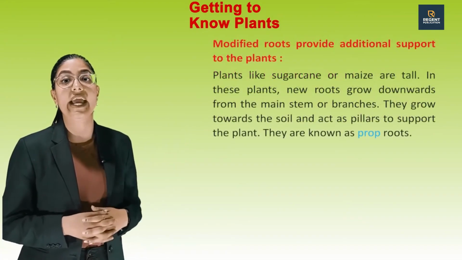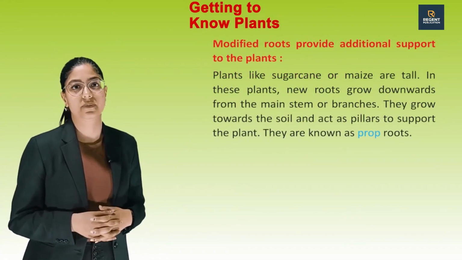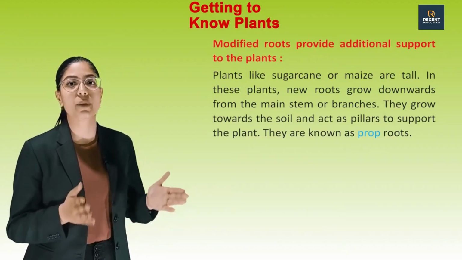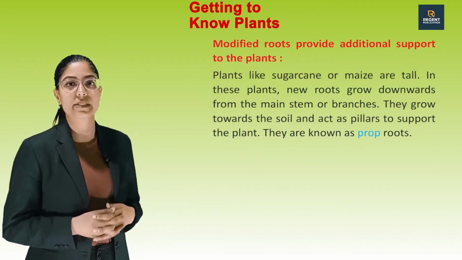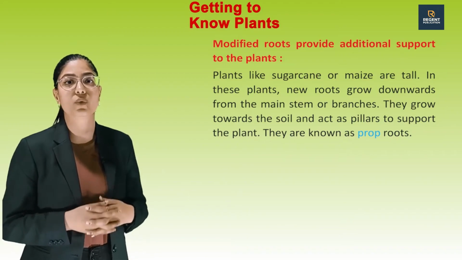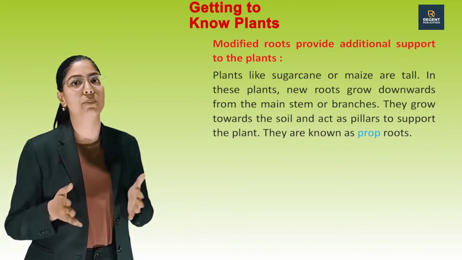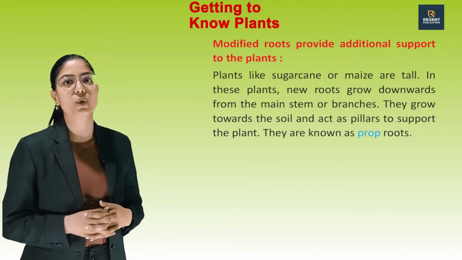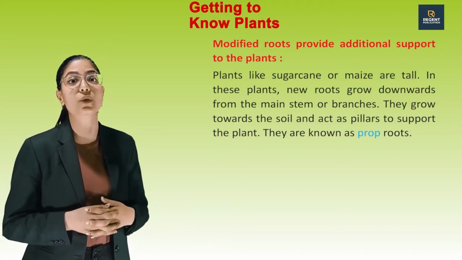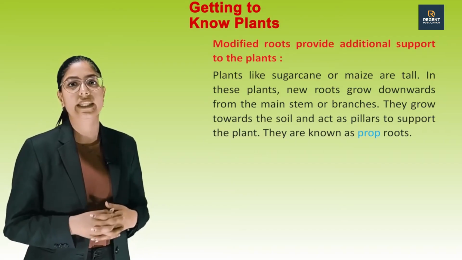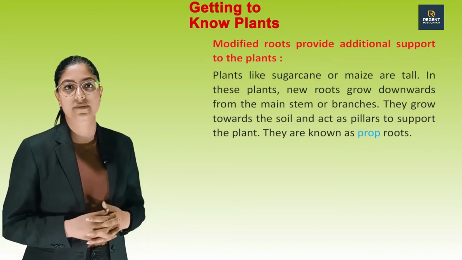Modified roots provide additional support to the plant. Plants like sugarcane or maize are tall. In these plants, new roots grow downwards from main stem or branches. They grow towards the soil and act as a pillar to support the plant. They are known as prop roots.